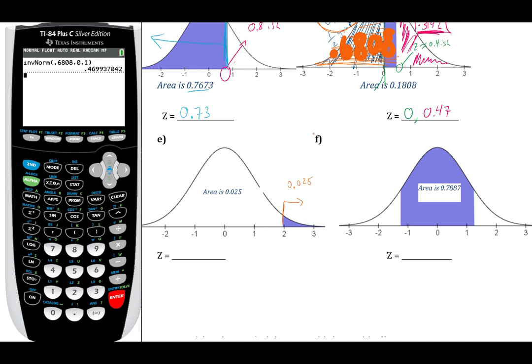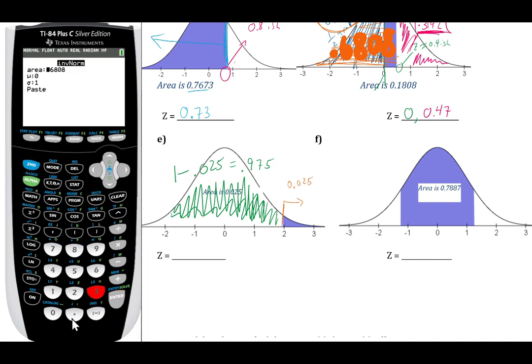So again, in my calculator, let me go through this a little bit faster. I would need to find the green shaded region. To find the green shaded region, I would do 1 minus 0.025. 1 minus 0.025 would be 0.975. So the green shaded region is going to be 0.975. So second vars, number 3, 0.975, mean of 0, standard deviation of 1, will give us a z-score of 1.96.